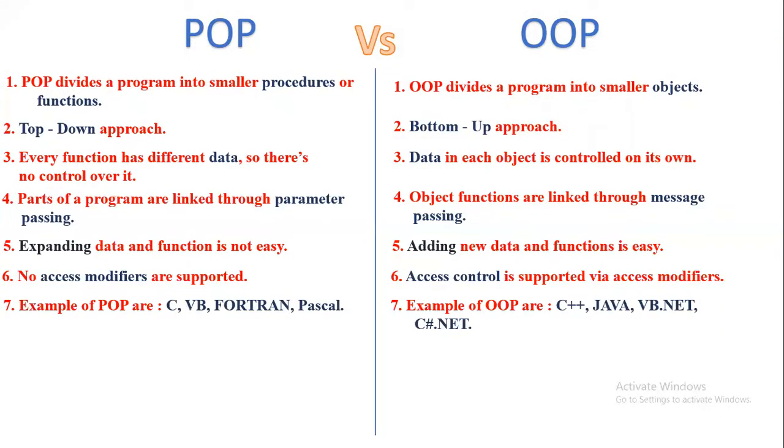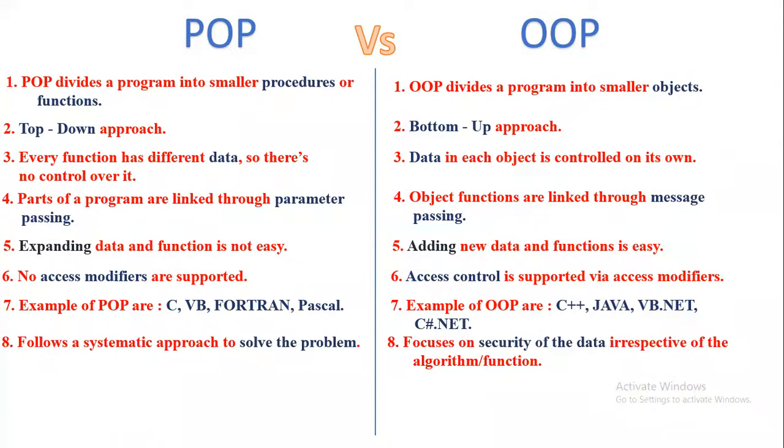And next, C, Visual Basic, Fortran, Pascal. These are examples of procedural oriented programming. Coming to object oriented programming, C++, Java, C#.NET, these are examples of object oriented programming. Here C++ is not a pure object oriented programming language. C++ supports both POP and OOP. Java is a pure object oriented programming language.